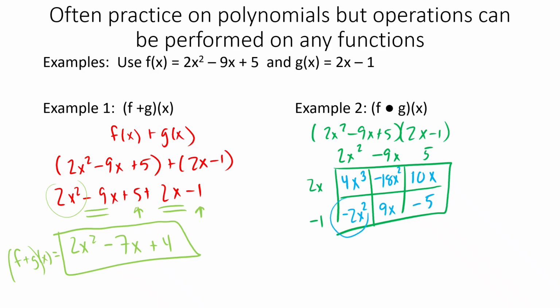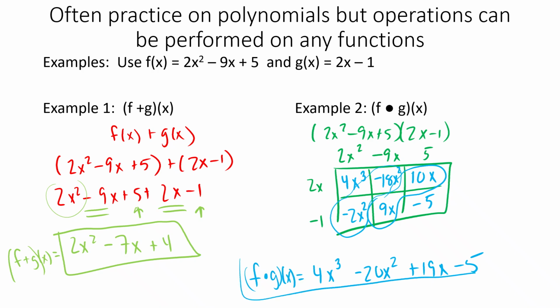And what I love about that method is that in general, your like terms end up on those diagonals. So we have 4x to the third minus 20x squared plus 19x minus 5. And of course, this is f times g of x. That is what we call our resulting function there.